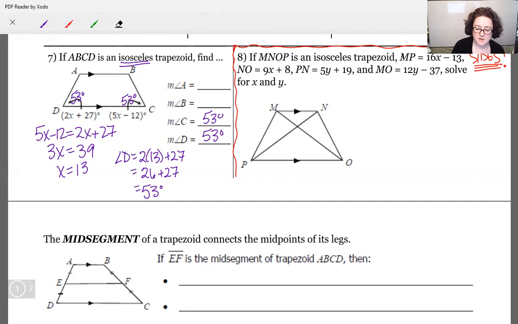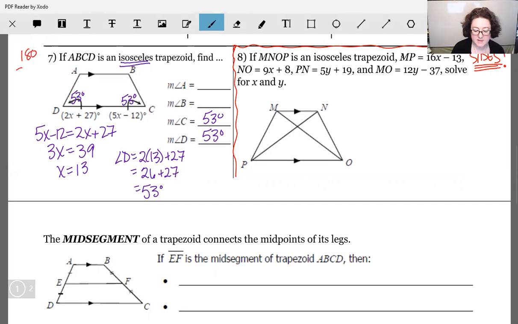Again, don't forget, consecutive interior angles always add to 180. So I need to do 180 minus the 53. So 180 minus 53 gives me 127. And again, it makes sense with these obtuse angles to have 127. So both of those remaining angles are 127.